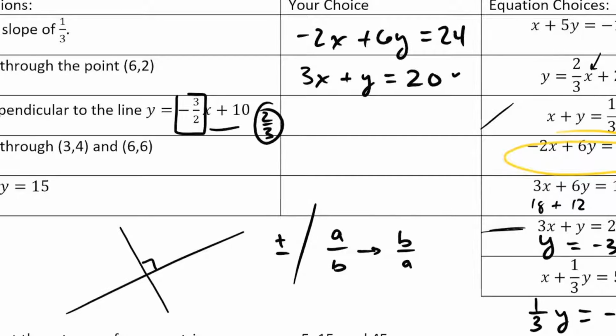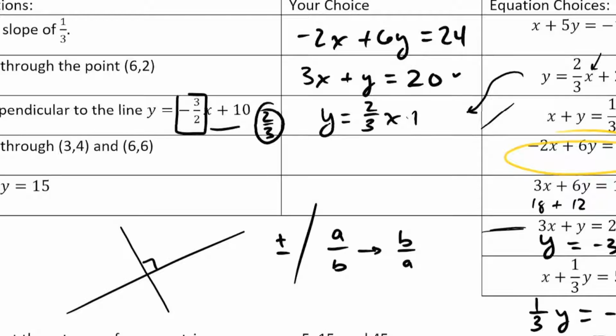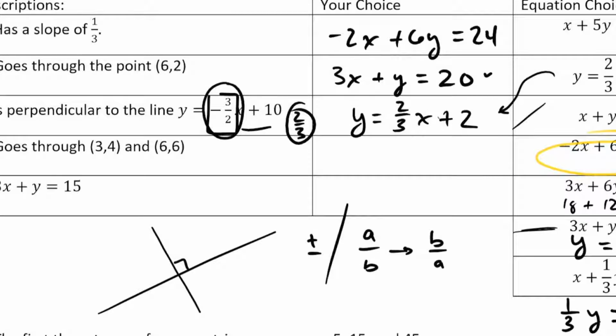And it turns out that the one equation that I didn't need to write in slope-intercept form already had that. So this is y equals 2/3 x plus 2. And that's the correct answer because the slope of that line is up 2 over 3. It's the opposite reciprocal of negative 3/2. And the second to the last one says it goes through 3, 4, and 6, 6. Oh dear. 3, 4, and 6, 6.